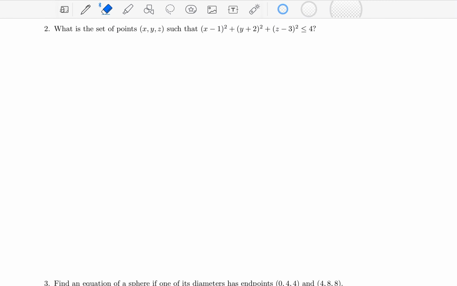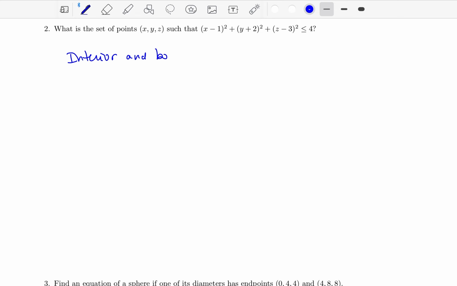All right. So what is the set of points x, y, z such that x minus 1 squared plus y plus 2 squared plus z minus 3 squared is less than or equal to 4? So in other words, we have to describe this. We see that this is the left-hand side of the equation of a sphere. If we had the equal sign, it would be just the sphere of radius root of whatever I have on the right-hand side. But we have less than or equal to, so this tells me that it will be the interior as well as the boundary.